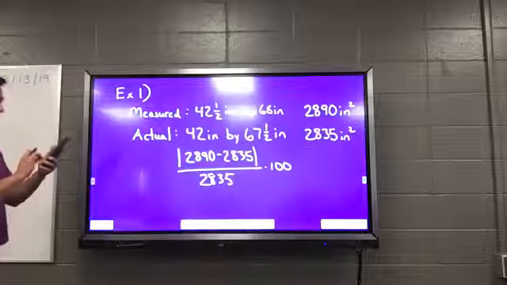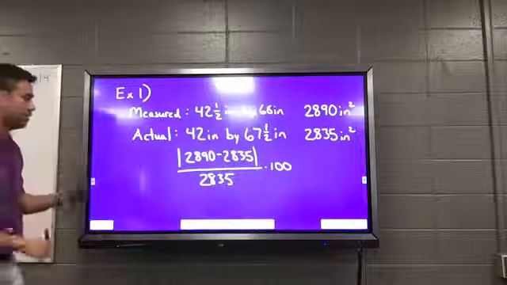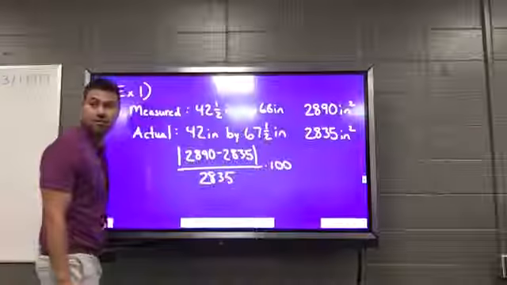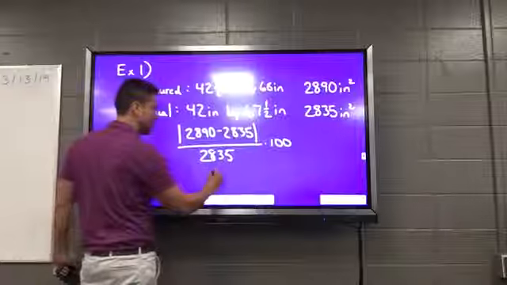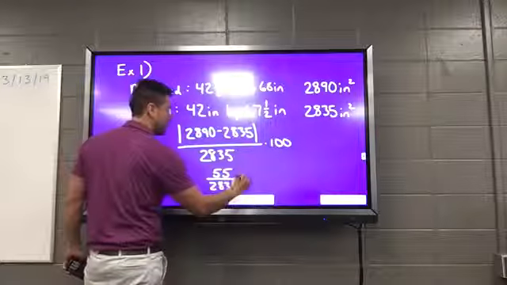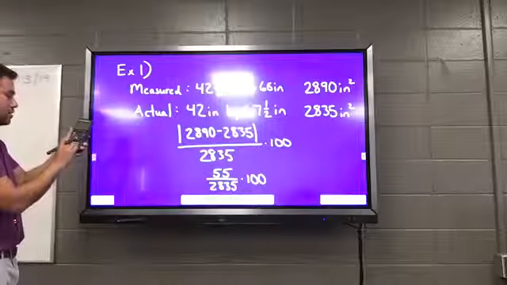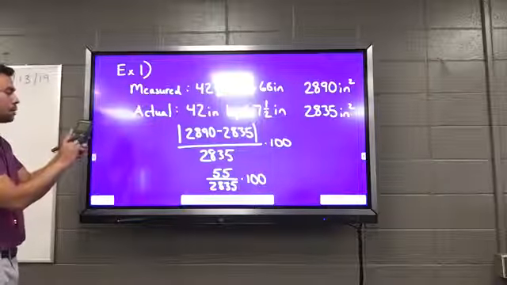So what's 2890 minus 2835? 55. All right. So I get 55 over 2835 times 100. And then all you have to do is 55 divided by the 2835, multiply it by 100.